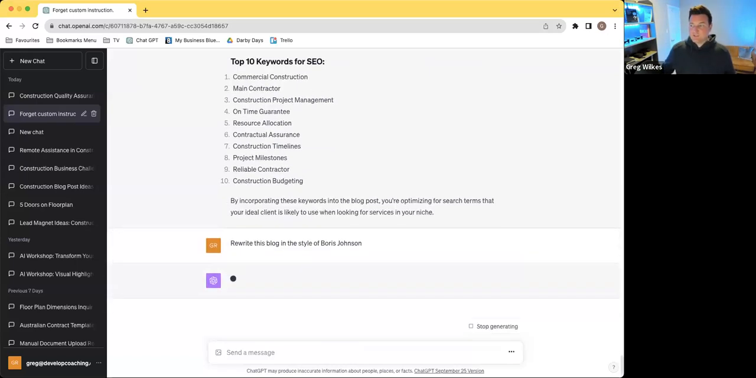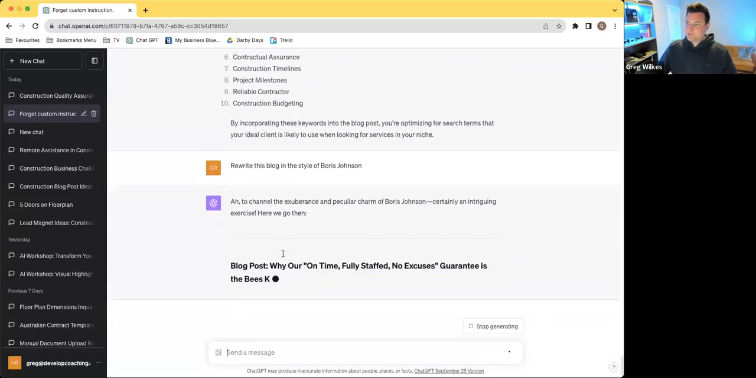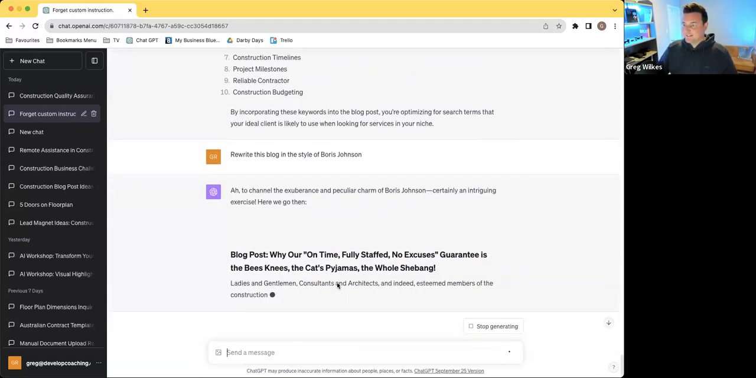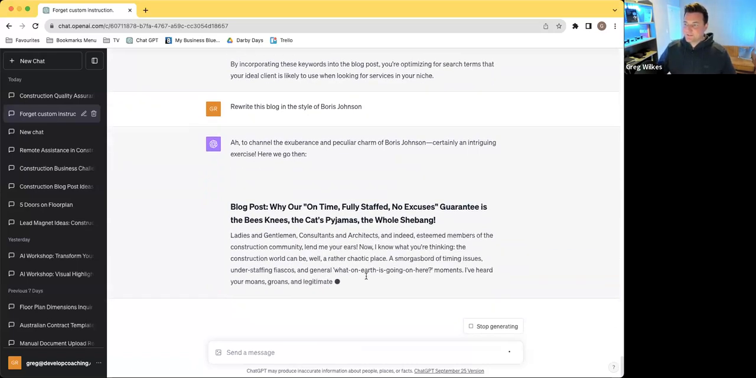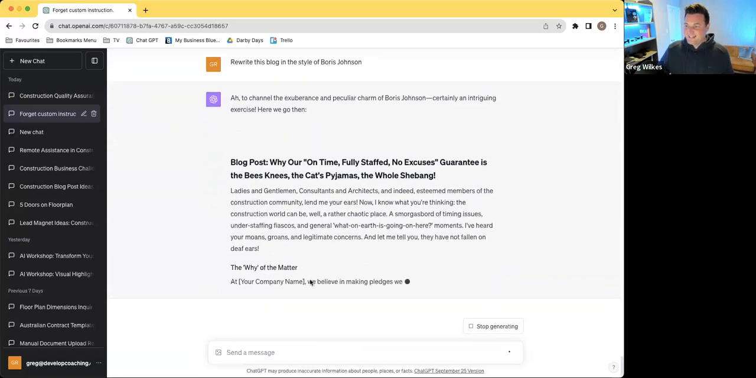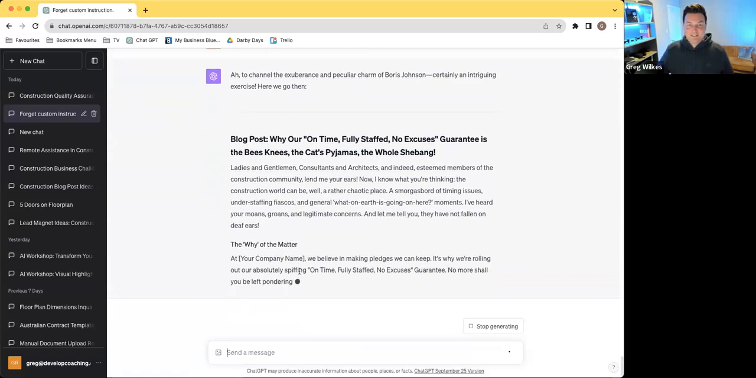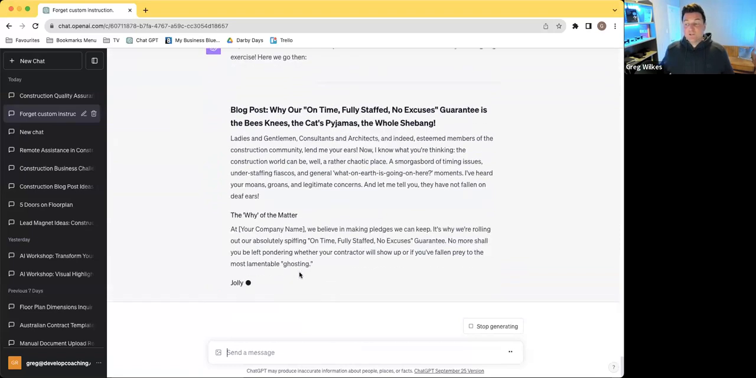So let's imagine you wanted your blog to be written in the style of Boris Johnson. There you go. To channel the exuberance and peculiar charm of Boris Johnson. And there you go. Ladies, gentlemen, and indeed esteemed members of the construction community, lend me your ears. And it's going to write it in the style of Boris Johnson, which is absolutely nuts. So you can customize this.